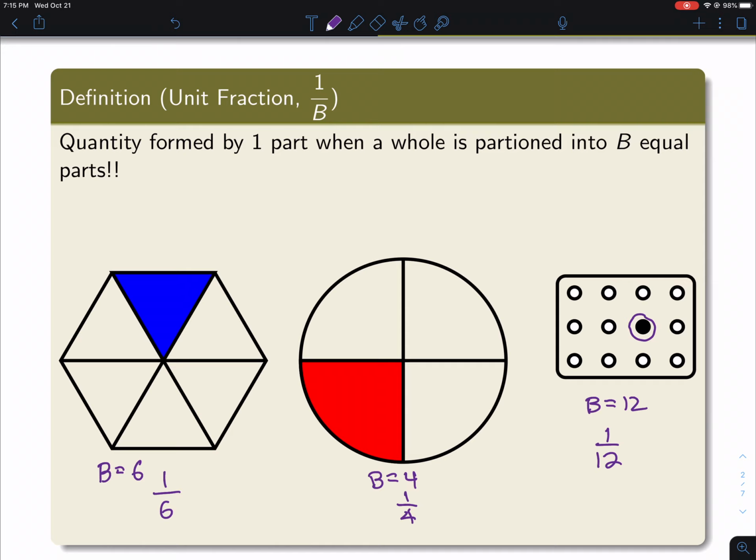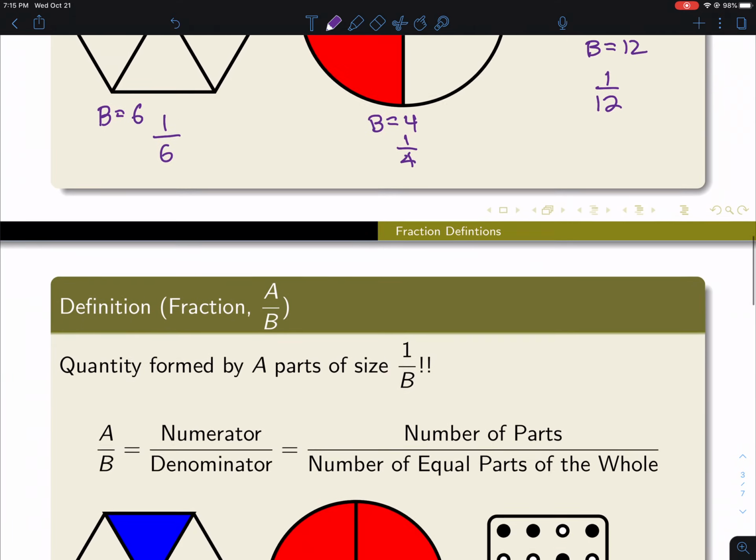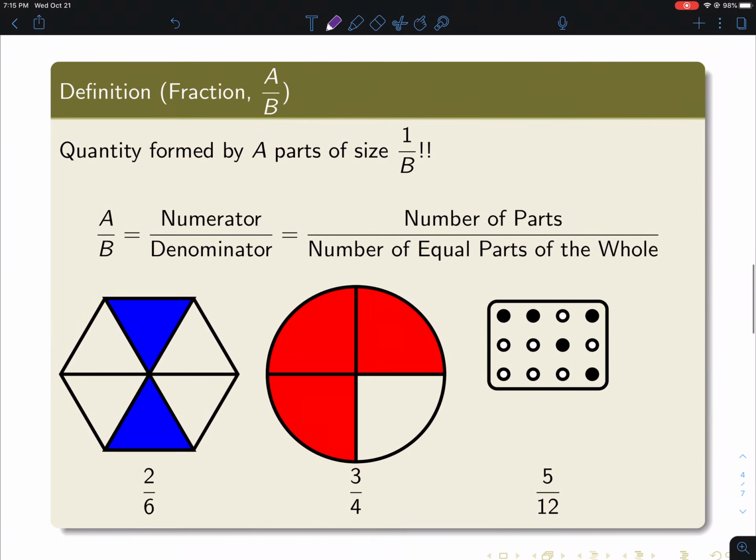All right. Is that okay with everybody? All right, perfect. So let's move on to just regular old fraction. So regular old fraction is the quantity formed by a parts, so that's going to be our top number, of size 1 over b. So we're still thinking of this as a unit fraction, but then we're just adding however many parts to that unit fraction that we can actually get.